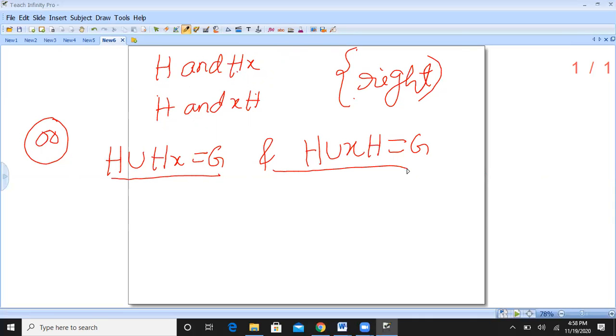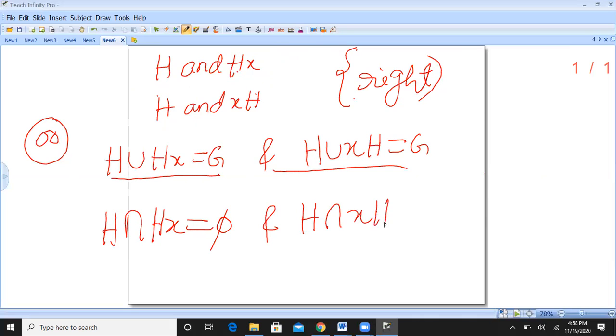So we have the cosets. Next, disjoint means nothing in common. So we can say that H intersection Hx is null, phi, and H intersection xH is also phi. This is empty, so the two are disjoint and cannot form a coset.